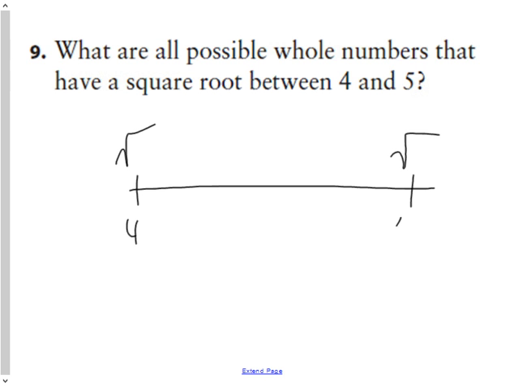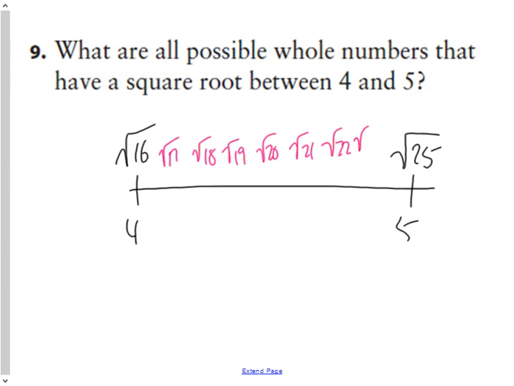So, what numbers have square roots of 4 and 5? 16 and 25. So all the possible ones would be, let's use pink because it's such a pretty color, square root of 17, square root of 18, square root of 19, square root of 20, square root of 21, square root of 22, square root of 23, and finally the square root of 24.